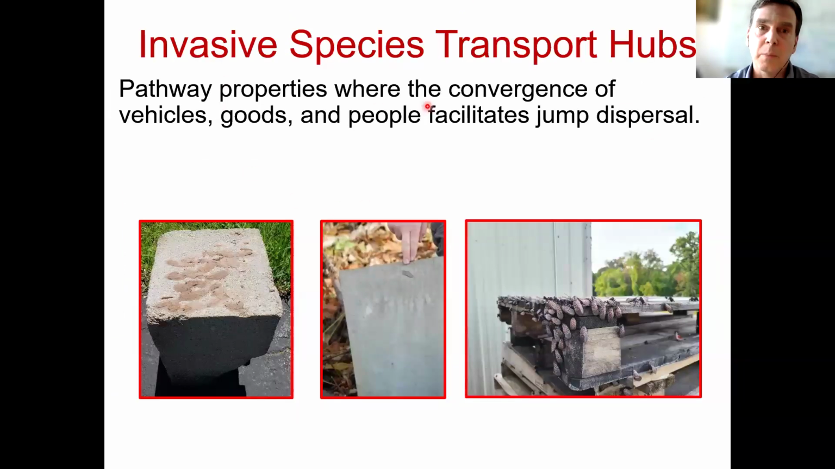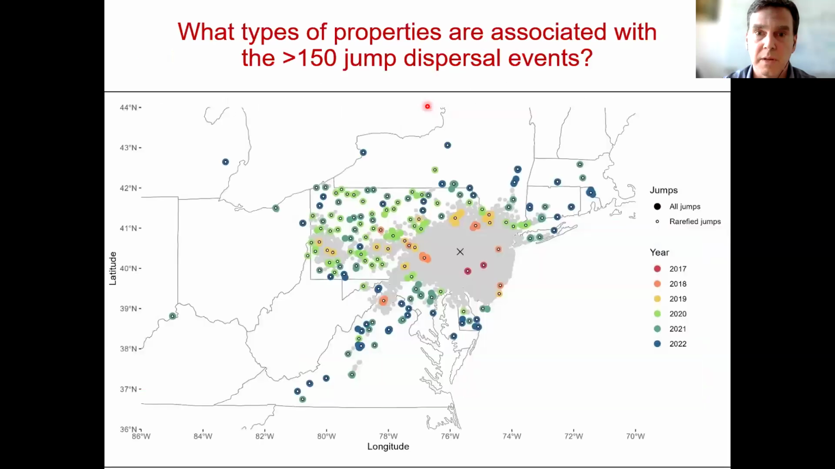And so these particular properties that are pathway properties, where vehicles, goods, and people converge and facilitate jump dispersal, at least for lanternfly, are these invasive species transport hubs. So if we have a data set, which we've built, of different property types, we can start to ask: what property types are most likely to be associated with a jump dispersal event?